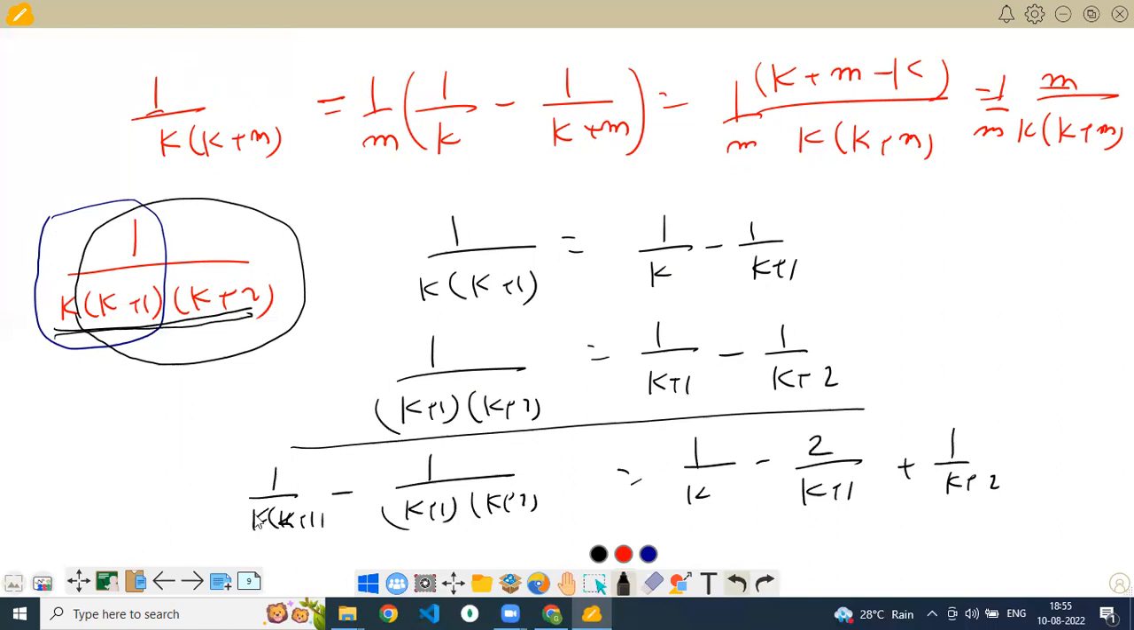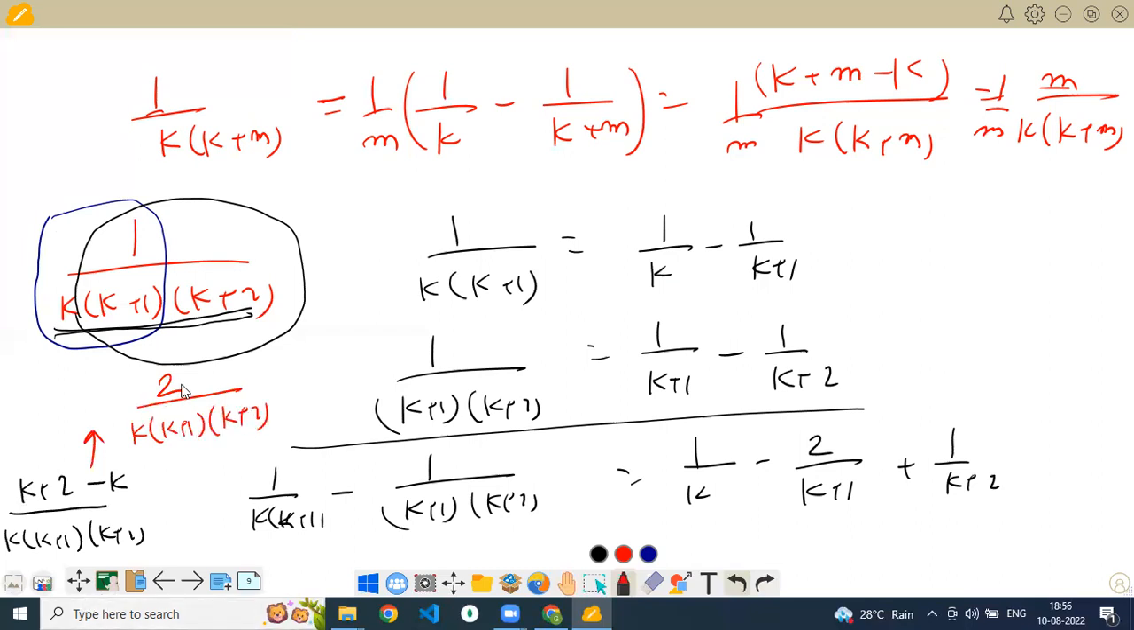What will we get here? We'll get k multiplied by k plus 1 multiplied by k plus 2, k plus 2 minus k. Okay. So here what you are getting is 2 divided by k into k plus 1 into k plus 2.